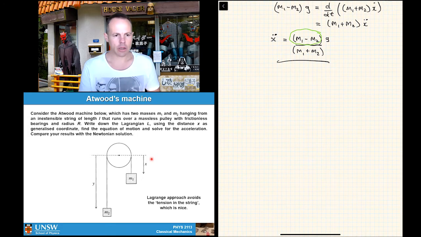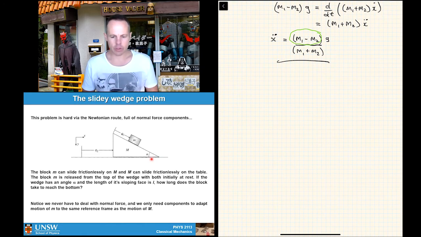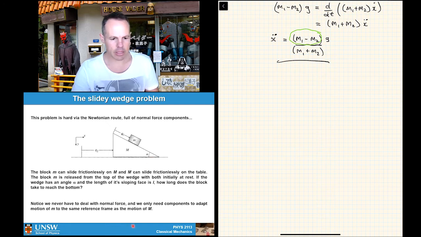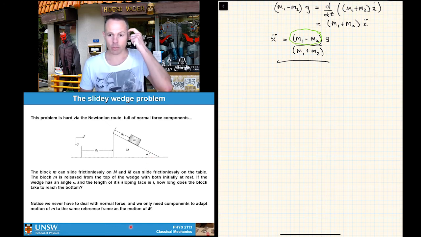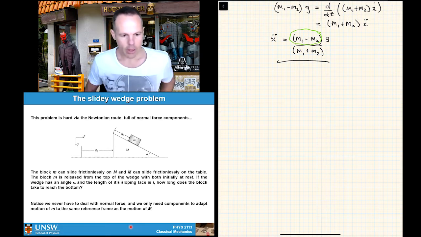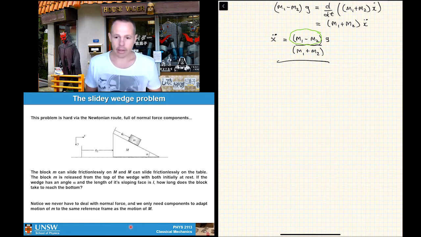Alright, so the second problem I want to do, and we'll take a break after this one because this is kind of a substantive, meaty problem, and then the last one we'll do is actually a really properly hard one, so it needs a good half an hour or so. This is what I've taken to calling the slidey wedge problem.